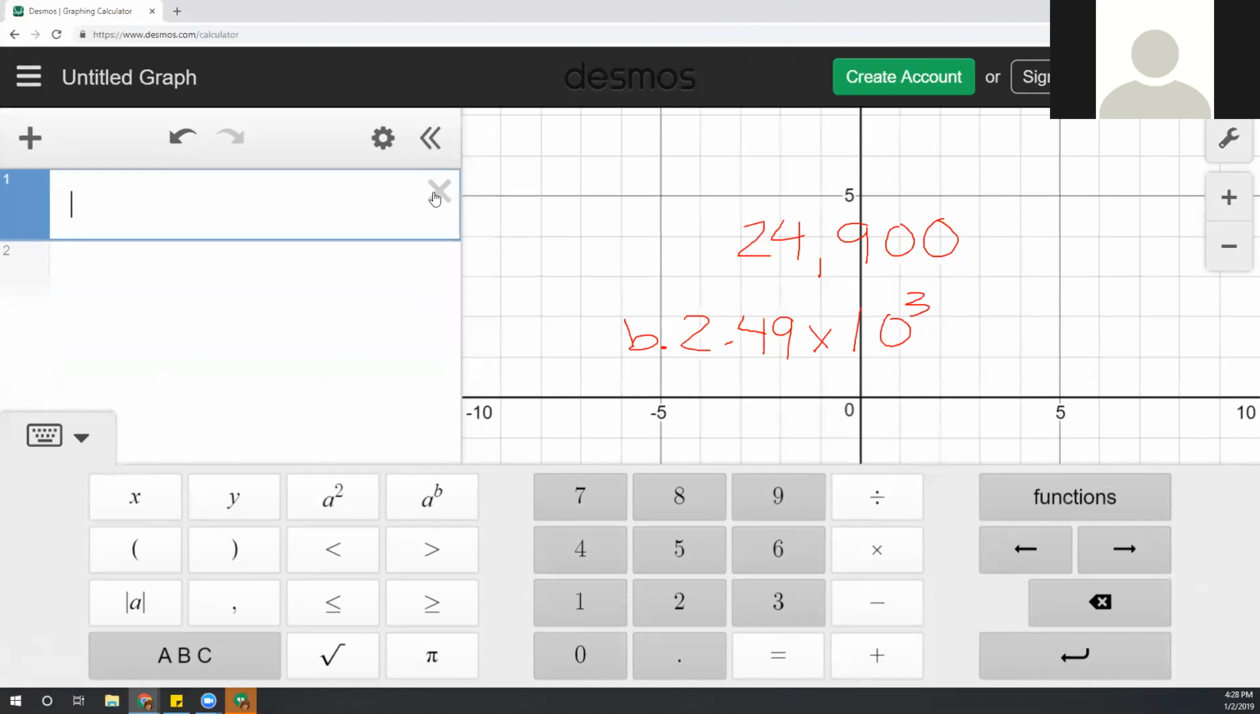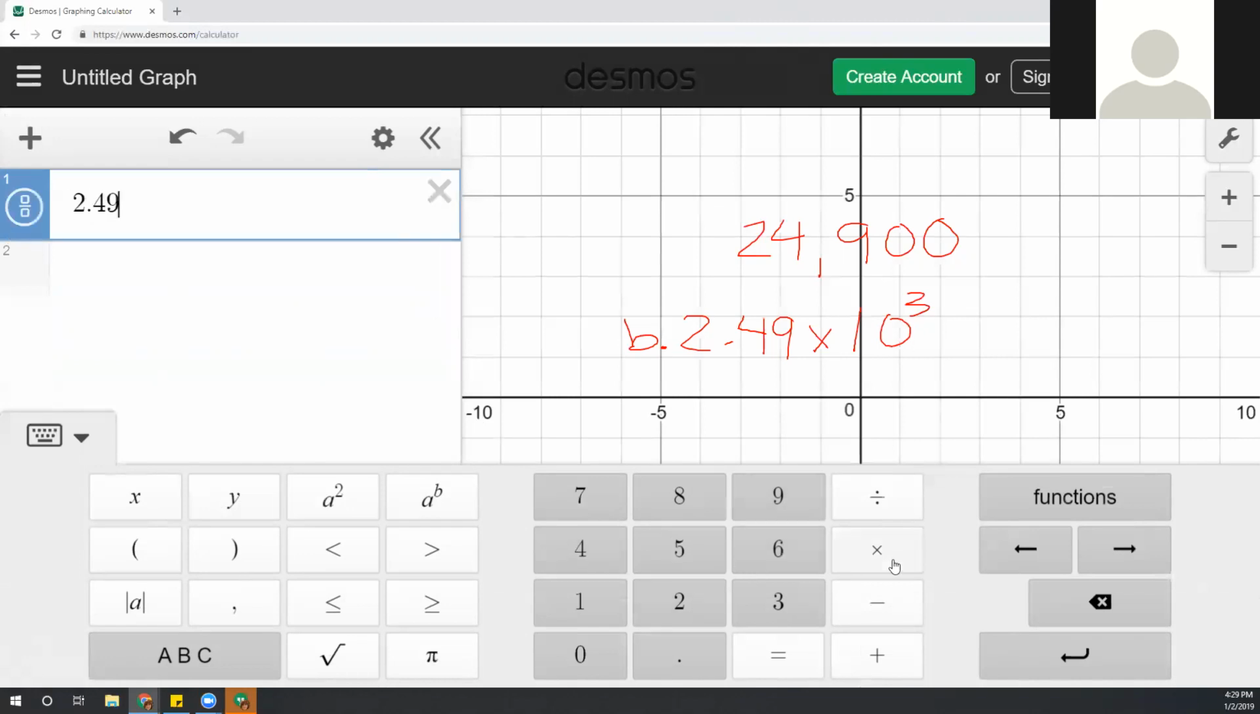I usually like to keep all the answers I've tried with as much space as I have. You know, if it gets too cluttered, I cross them out. But if I'm working on one problem, it helps me to look back and forth. So the next one is 2.49 times 10 to the third.